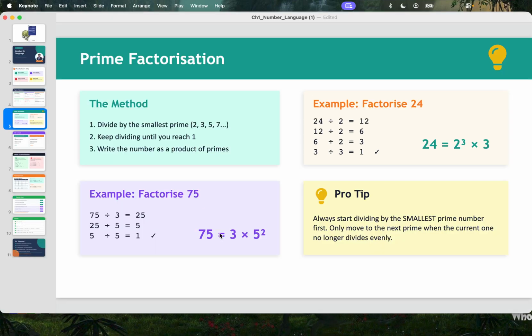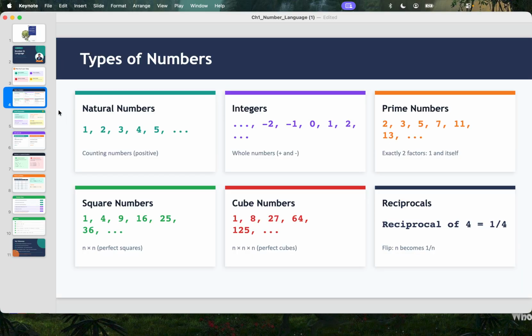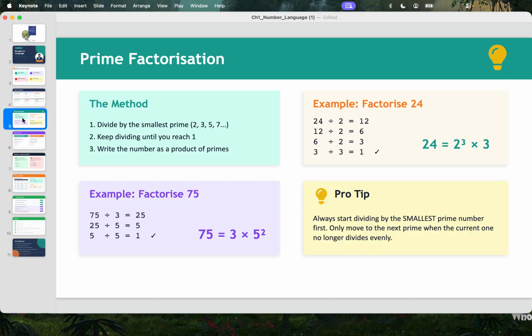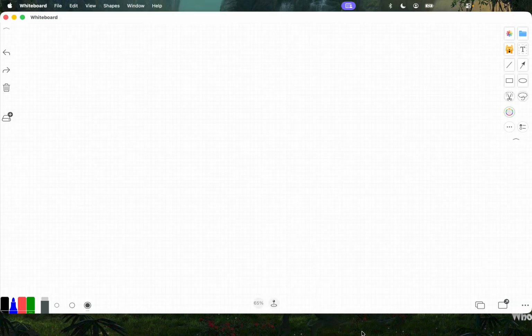Yesterday we learned about numbers, different types of numbers, and today we will be coming to the next topic, prime factorization. So, what is prime factorization? Before knowing prime factorization, you should know what prime numbers are. And yesterday we learned what prime numbers are.